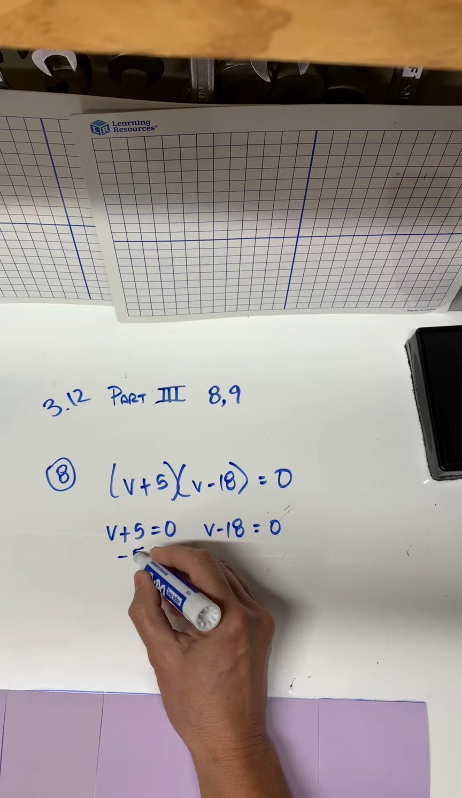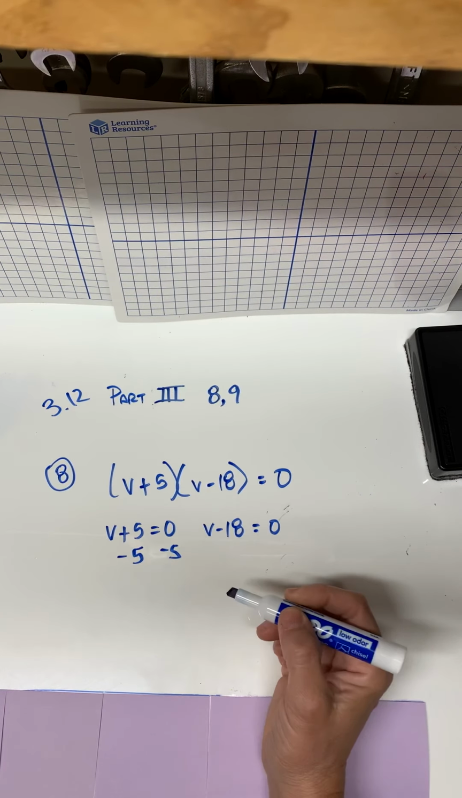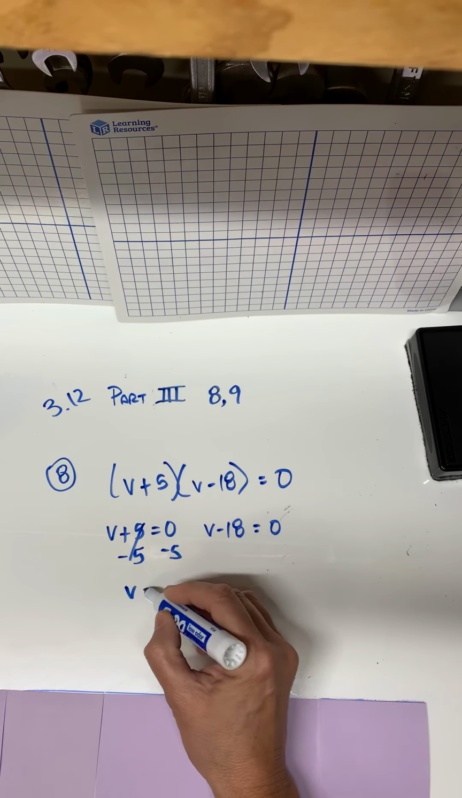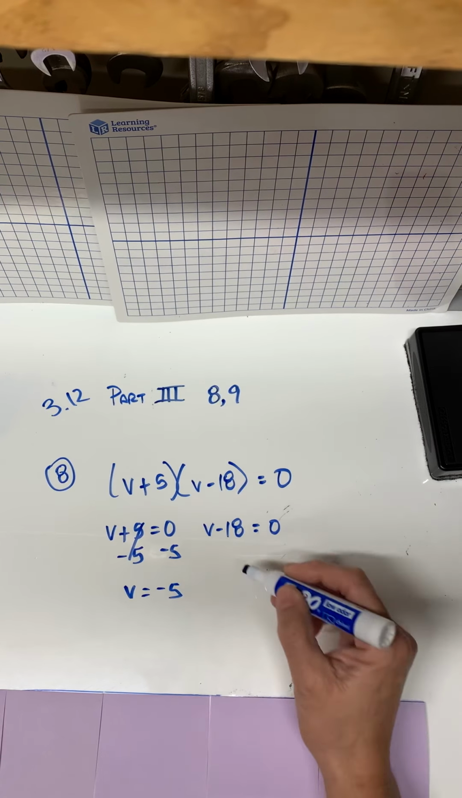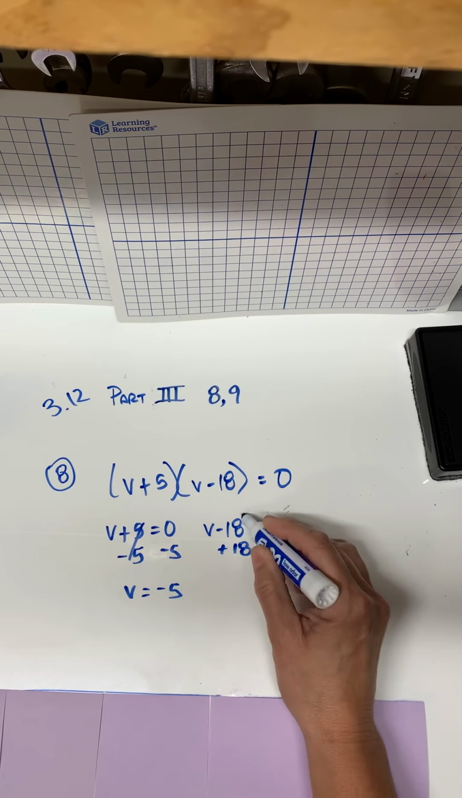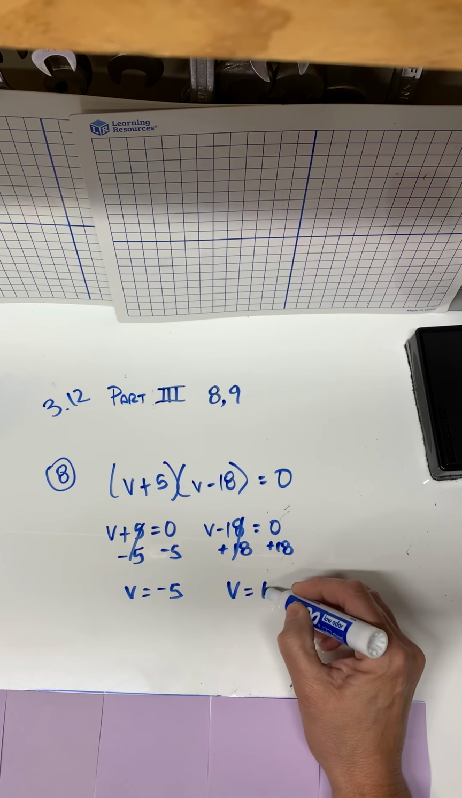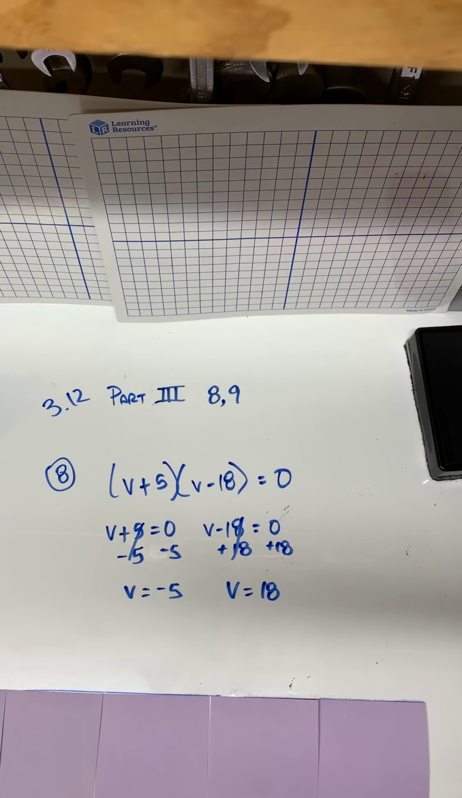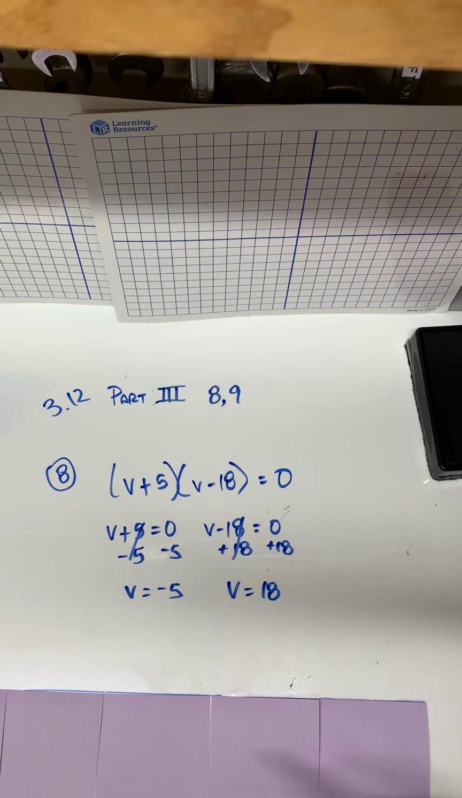So here I would minus 5, so I get v equals negative 5. Here I would have plus 18, so v equals 18. So I end up with two possible solutions, and here's why.